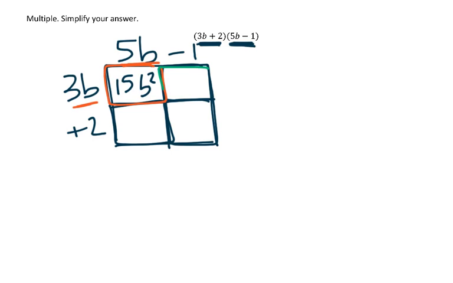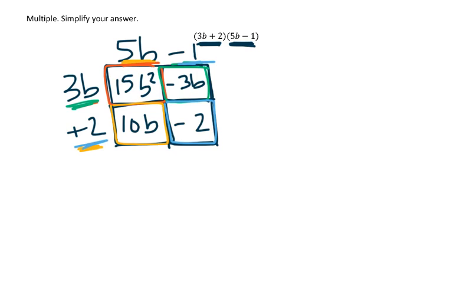If I'm going to find the area of this box here, I'm going to multiply the 3b times the negative 1. So that gives me negative 3b. For this lower left-hand box here, I'm going to use 2 times 5b. So that gives me 10b. And then lastly, for this last corner area box here, I'm going to do 2 times negative 1. So that gives me negative 2.